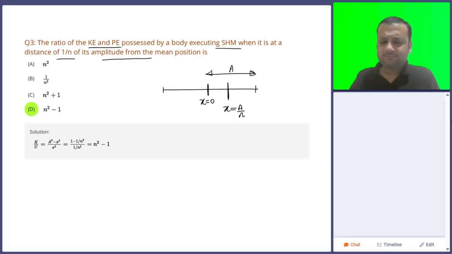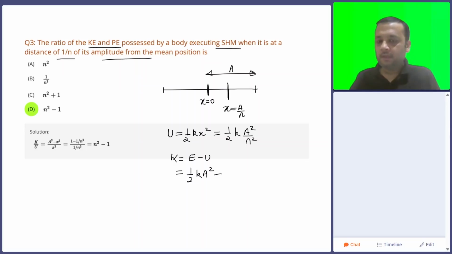Very easy question. Try to recall that potential energy is half kx square. If you put the value of x as a by n, that will become half k into a square by n square. Kinetic energy you can find simply by total energy minus potential energy. The total energy in an SHM is half ka square, minus the potential energy at the given instance, which is half k into a square by n square.